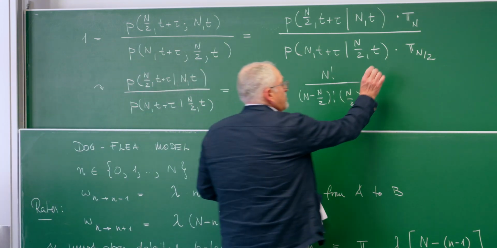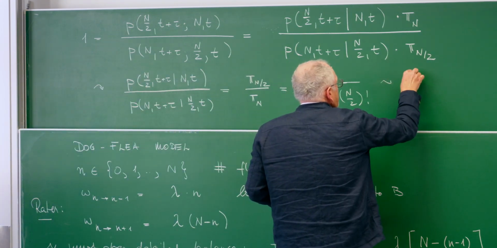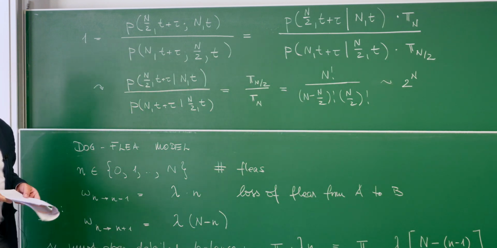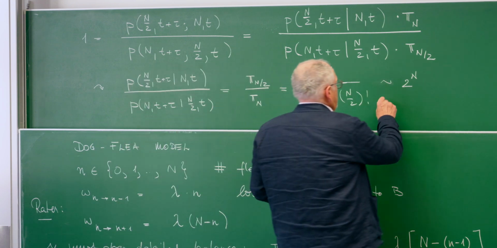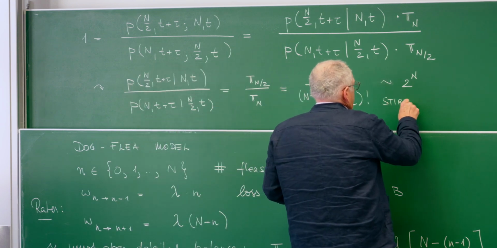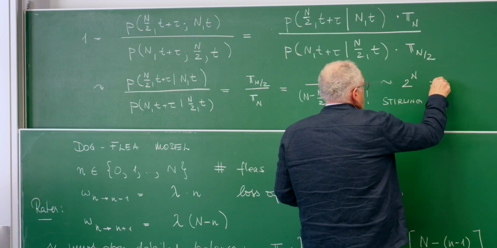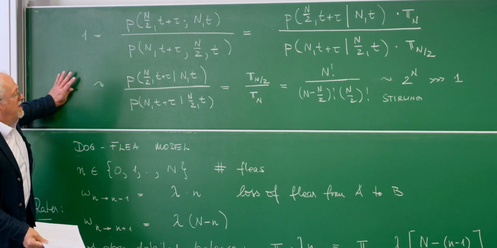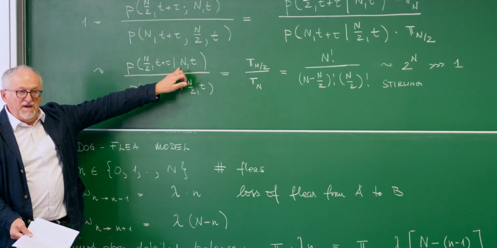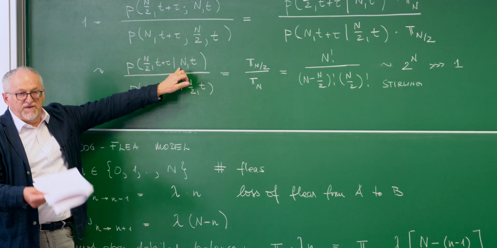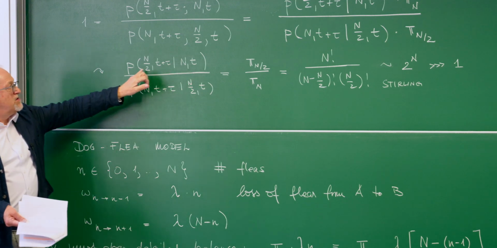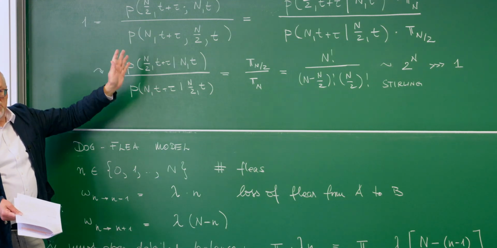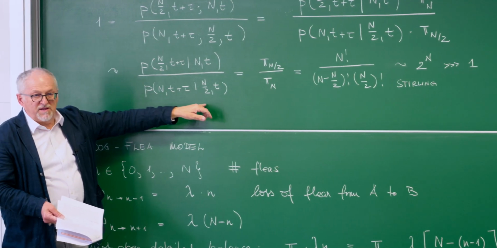Well, but if you use Stirling's formula, this is 2 to the n. Okay, and that's an astronomical number. This is much, much, much larger than 1. And that means that going from a state where you have all fleas accumulated in one dog to a distribution closer to the equilibrium is far more likely than going the other way around.